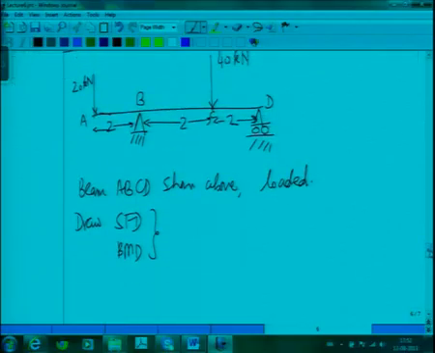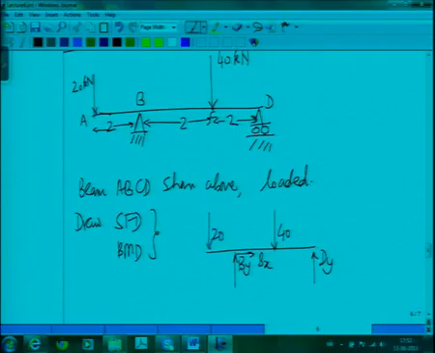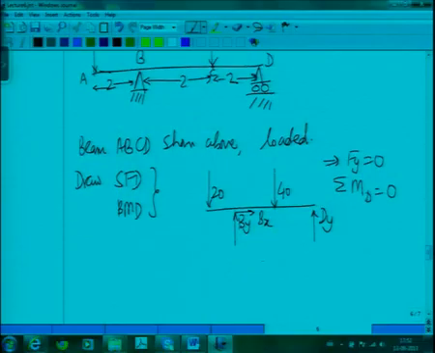So, first thing we solve for the beam, we have By, Bx, we have Dy, we have 40 kilonewtons and we have 20 kilonewtons. So, sigma Fy is equal to 0, sum of moments about D is equal to 0, you can do these, and what you will get is By is equal to 50 kilonewtons and Dy is equal to 10 kilonewtons.